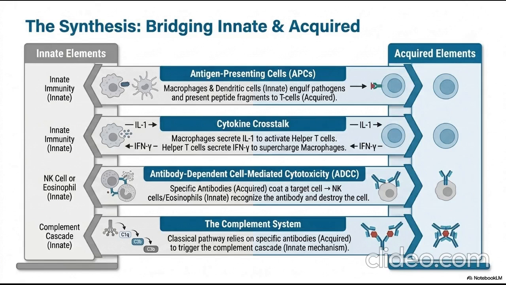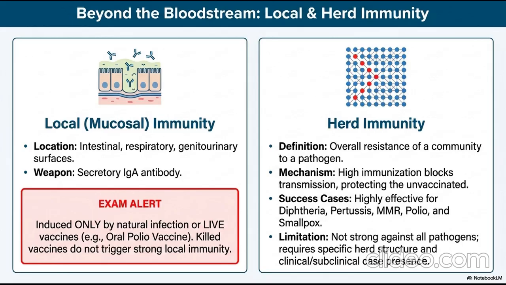Slide 9. The synthesis, bridging innate and acquired. APCs, macrophages and dendritic cells, innate, engulf pathogens to present peptide fragments to T cells, acquired. Crosstalk, macrophages secrete IL-1 to activate helper T cells, which in turn secrete IFN-gamma to supercharge those macrophages. ADCC, specific acquired antibodies code a target, so innate NK cells or eosinophils can destroy it. Complement. The classical pathway relies on acquired antibodies to trigger the innate complement cascade.